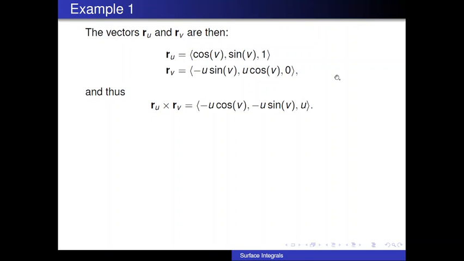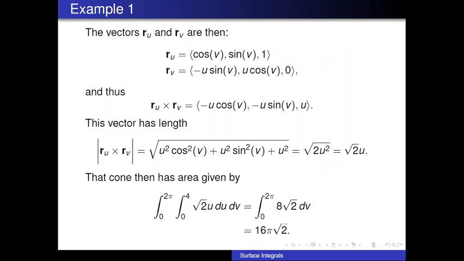Now we need the length of that cross product. So its length is the square root of u squared cosine squared v plus u squared sine squared v plus u squared. The first two terms go together. You can factor out a u squared and get u squared times cosine squared v plus sine squared v, which is 1. So then you really have u squared plus this extra u squared, which gives you 2u squared underneath the radical. And that simplifies to the square root of 2 times u.